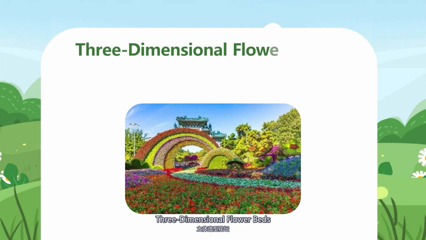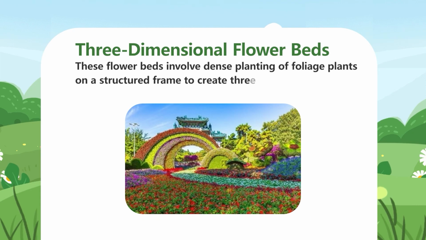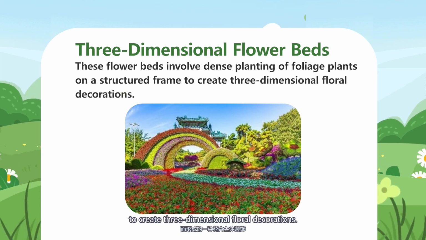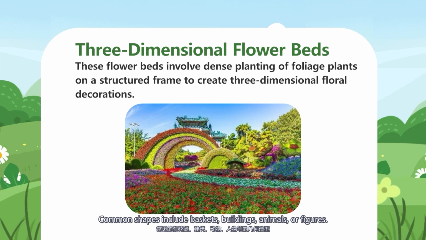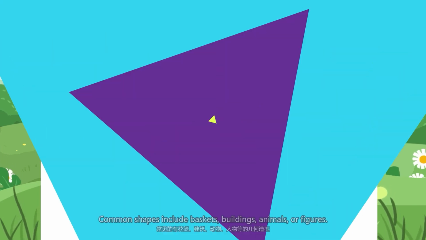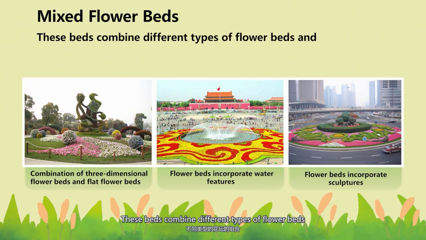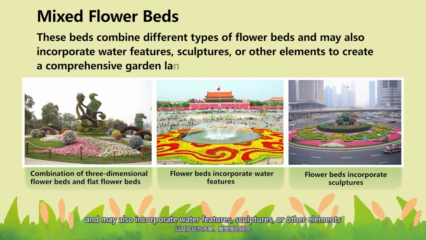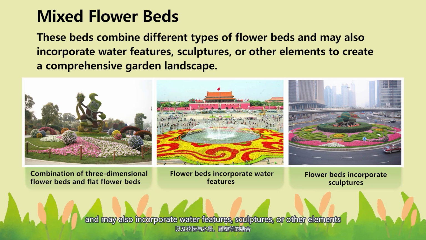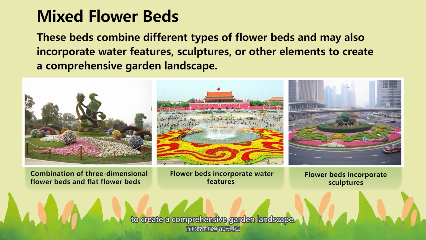Three-dimensional flower beds. These flower beds involve dense planting of foliage plants on a structured frame to create three-dimensional floral decorations. Common shapes include baskets, buildings, animals, or figures. Mixed flower beds. These beds combine different types of flower beds, and may also incorporate water features, sculptures, or other elements, to create a comprehensive garden landscape.